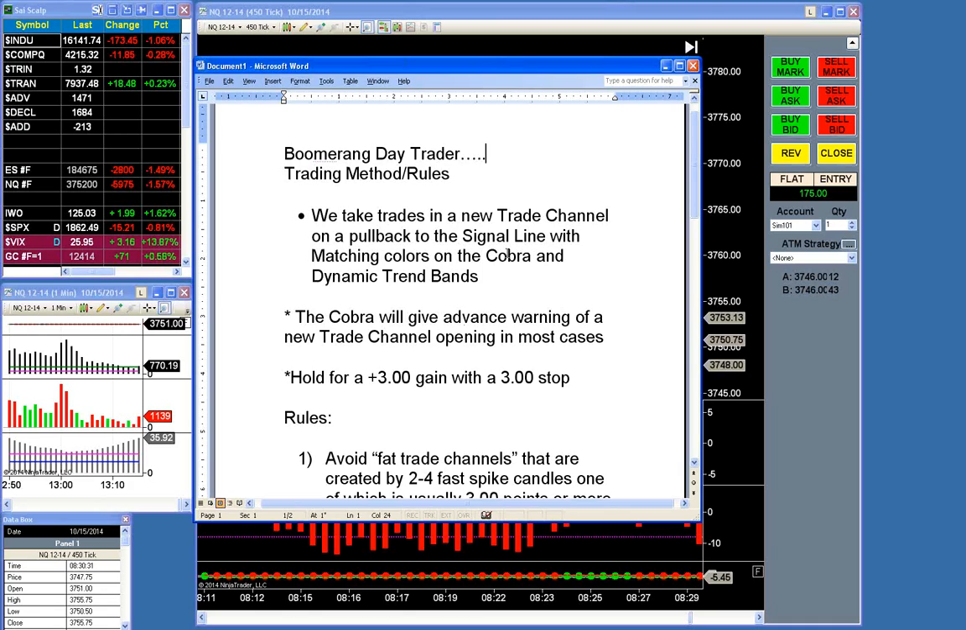We take trades in a new trade channel on a pullback to the signal line with matching colors on the Cobra and the dynamic trend bands. That's it. Now, many of you are unpackaging Boomerang when you buy it and you just throw in a trade on. Don't do that. Follow the rules, please. It'll help you to do a lot better.